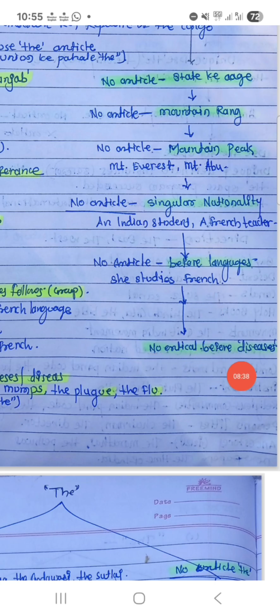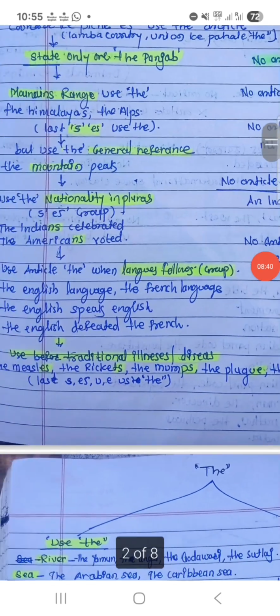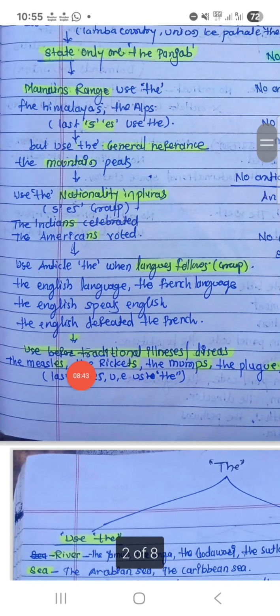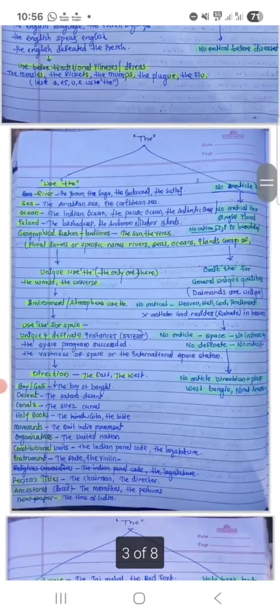Next, no article before diseases, but here some diseases I wrote before, traditional illnesses or diseases, definitely use the article the: the measles, the rickets, the mumps, the plague, the flu. That means the last letter is s or u, when the name ends like that, that time definitely use the article the for the disease also. Let's move toward the next page.